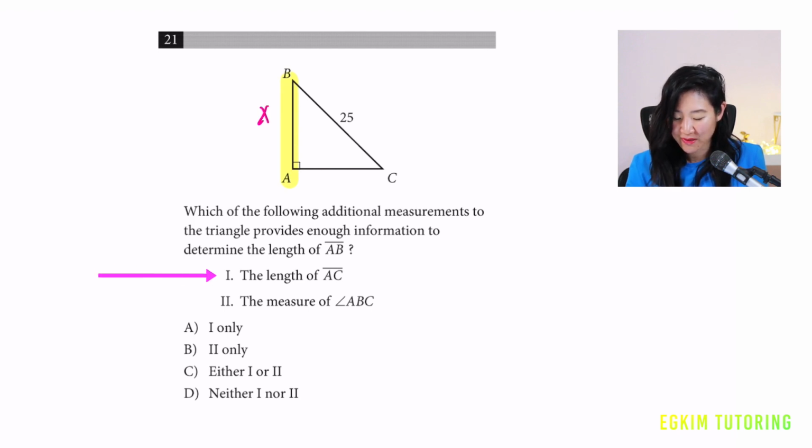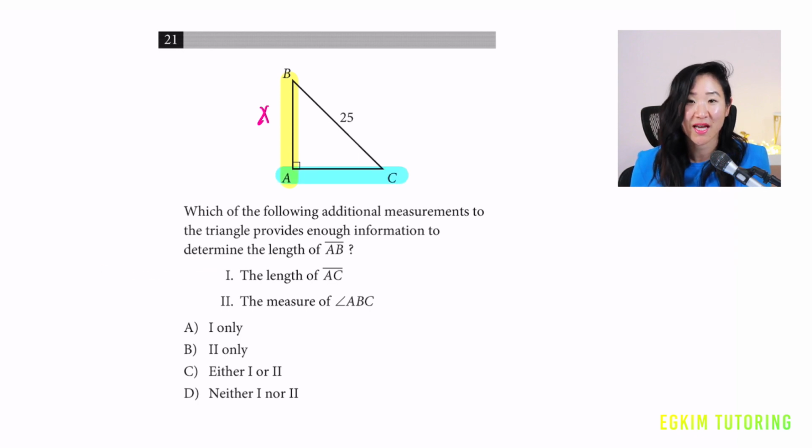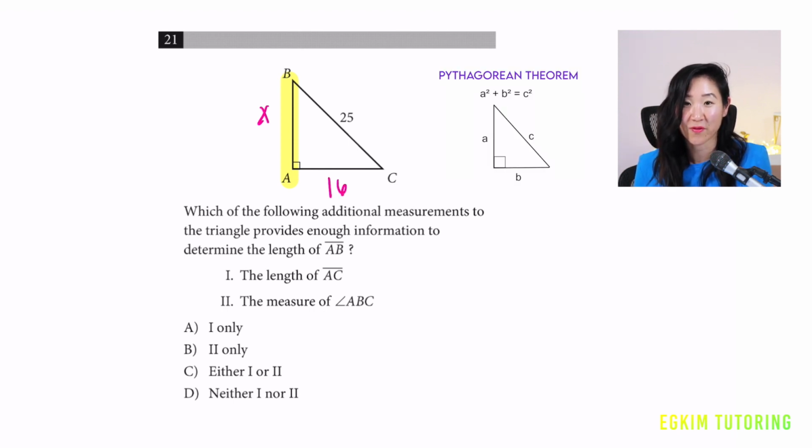So your first option says the length of AC. AC is right here. Again, the question is asking, if you knew the length of AC, can you solve for X? So in this case, let's give AC a number and say that it's, say, 16. Now you know two sides of the triangle, which means that you can use Pythagorean theorem to solve for X. So option 1 works. Let's go ahead and get rid of any answer choice that doesn't have option 1, which is going to be answers B and D.